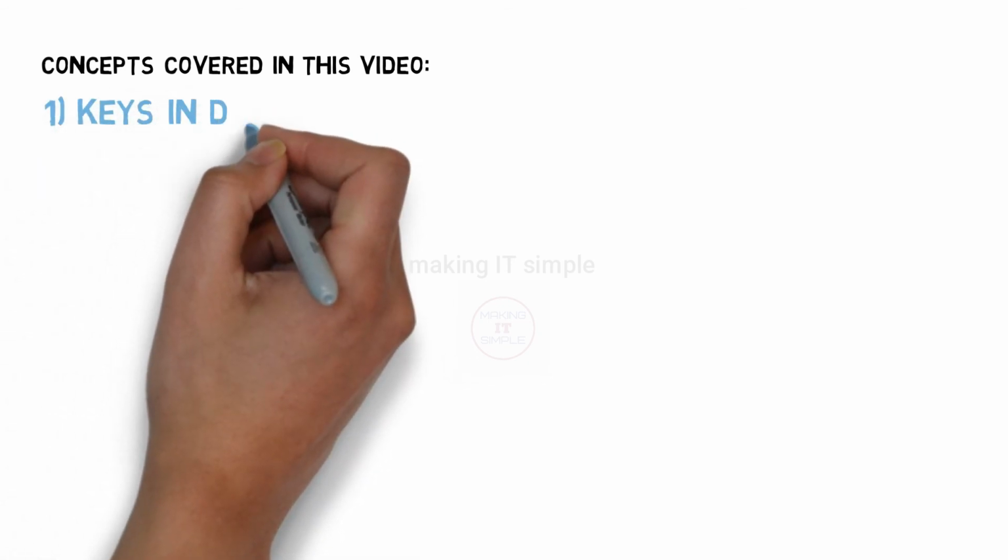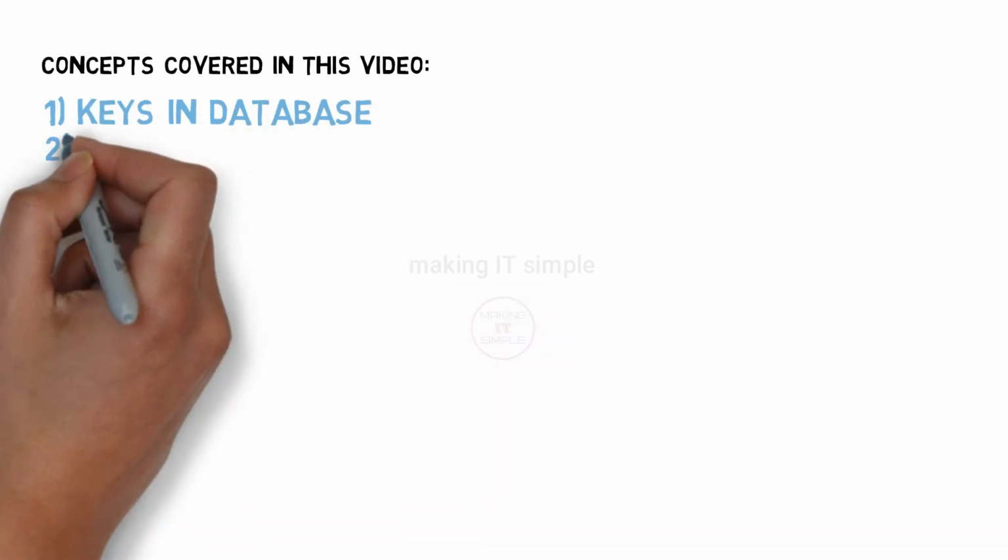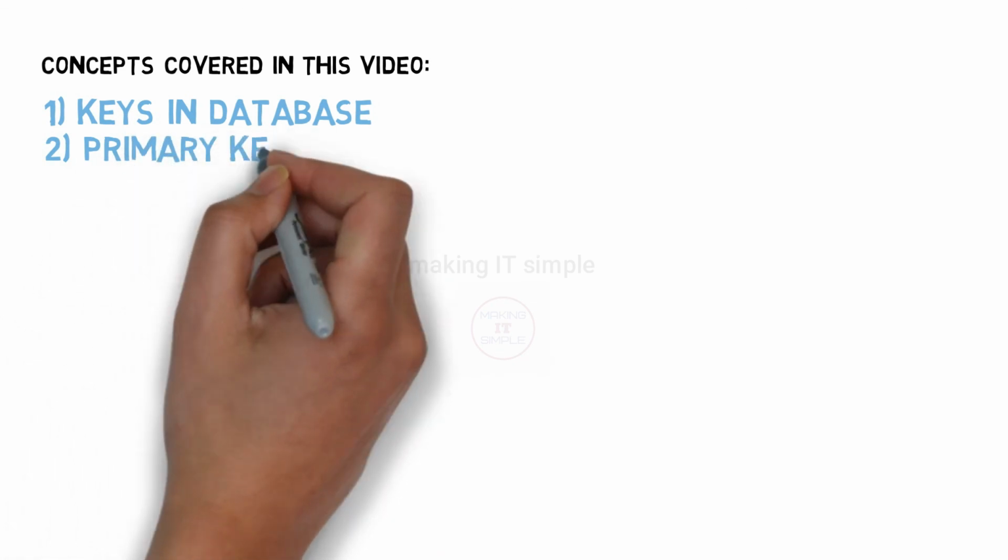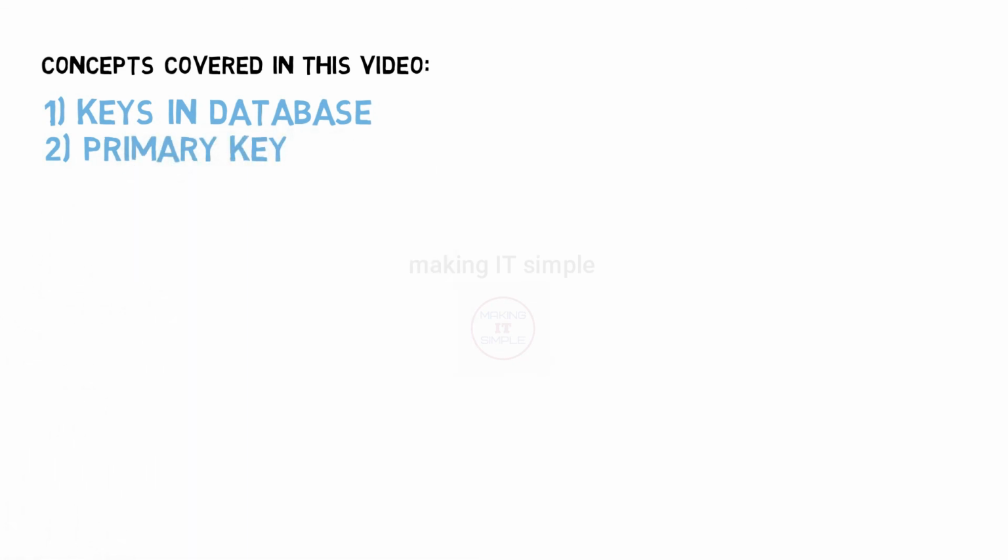So hope you understood the concept properly. We covered the concept of keys in database, and we saw primary key, which is one of the types of keys. In upcoming videos, we will cover other types of keys.